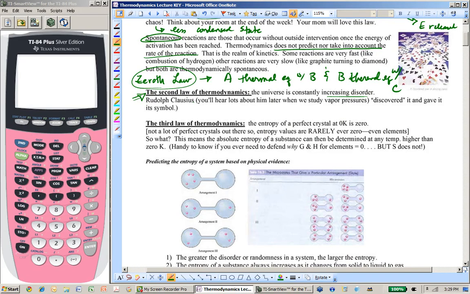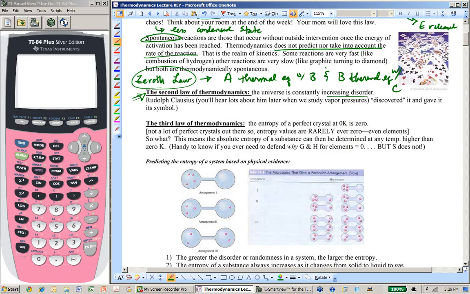We're also going to talk about the third law of thermodynamics, which states that the entropy of a perfect crystal at 0 Kelvin is 0. So it's a much simpler, straightforward law. There are not a lot of perfect crystals out there, so that entropy value is rarely ever 0. So even for elements, because elements are not at 0 K, that means their electrons are not completely still, and that means their electrons are zipping around out in the electron cloud, so thus they have their own degree of disorder, so they do not have 0 as their value.